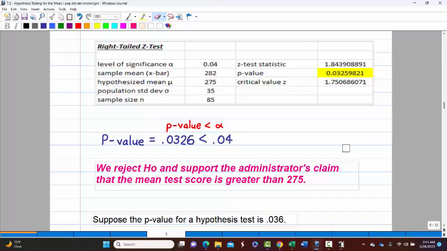And just to remind you, that level of significance alpha, that's the probability of making a type 1 error. So in this case, there's a 4% chance that we've rejected it falsely, in other words, that we're incorrect.